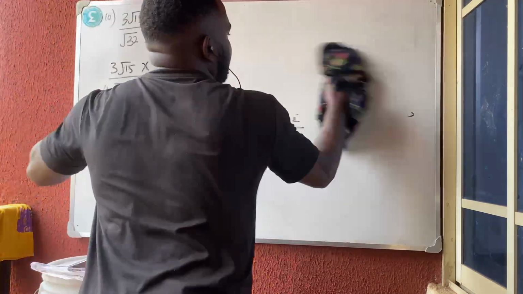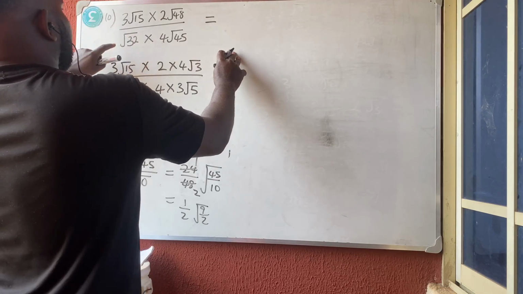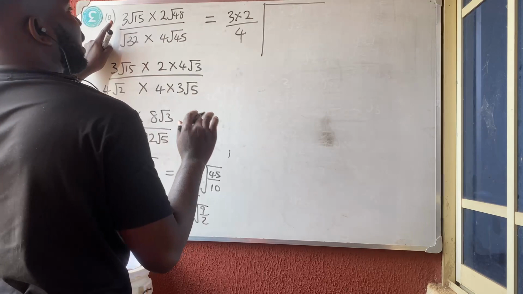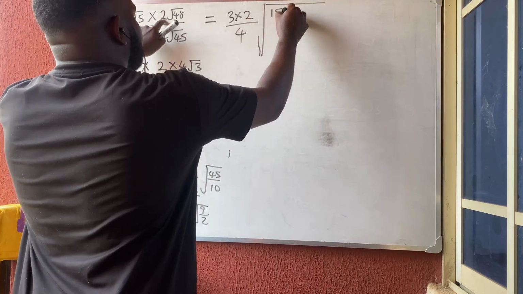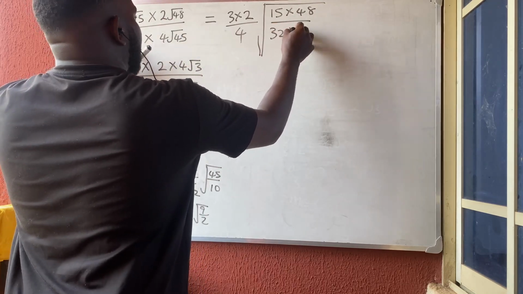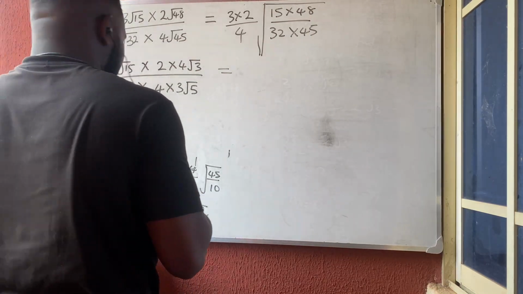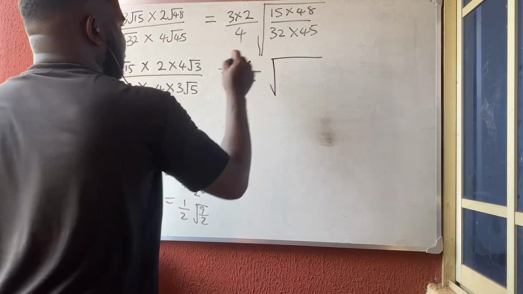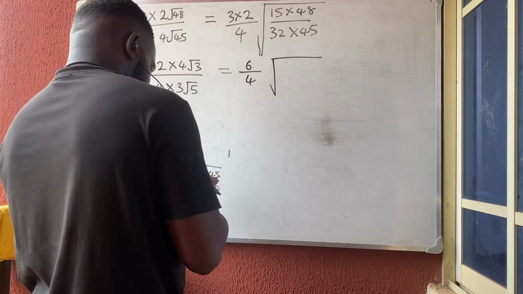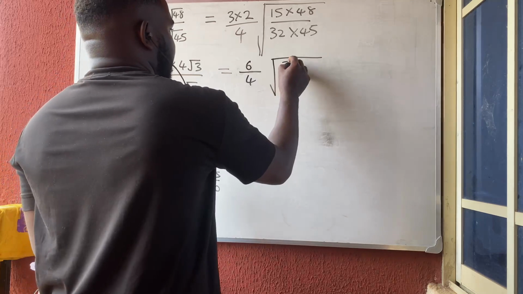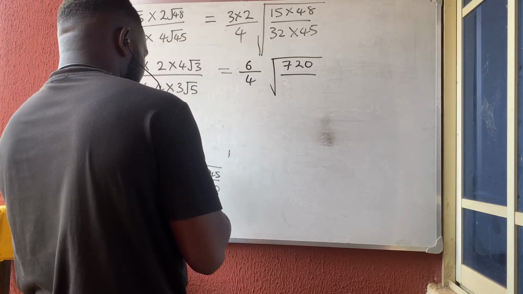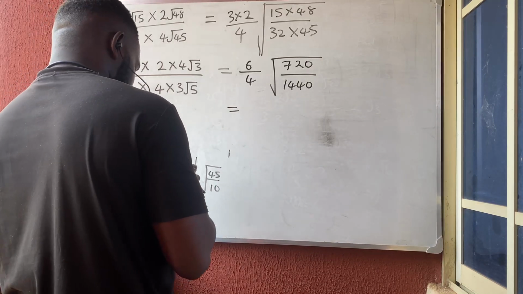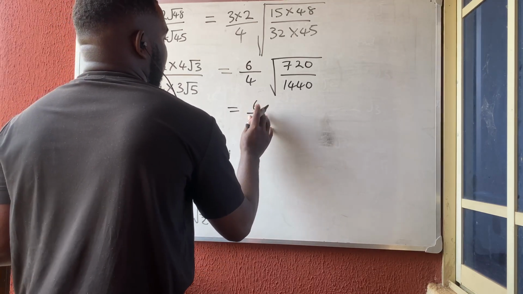Okay. Alternatively, there is a way you can do it if you have your calculator. This thing is as simple as saying just 3 times 2, the one outside, divided by 4, everybody outside. Then open the big root and say 15 times 48 divided by 32 times 45. You can do it this way if you don't want to waste your time. So let us go. I'm having 6 over 4, the root of 15 times 48, I'm having 720 divided by 32 times 45, so I'm having 1440, which is what? 6 over 4, which is 3 over 2.